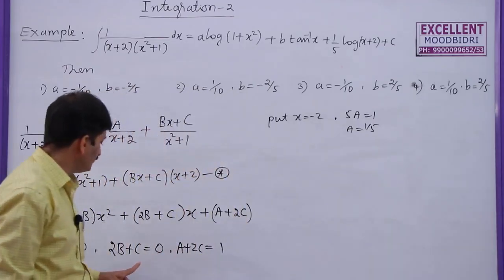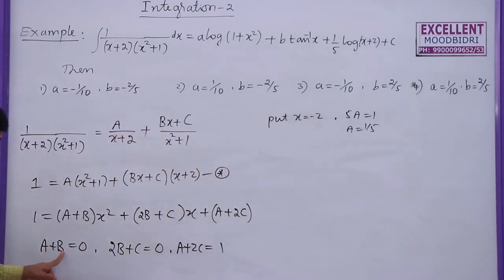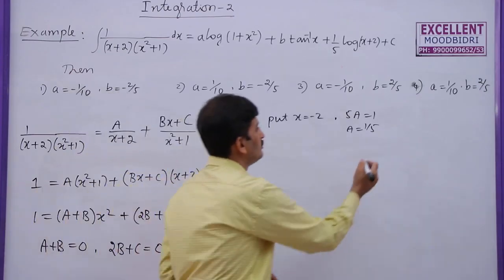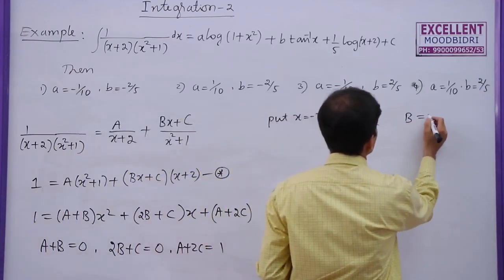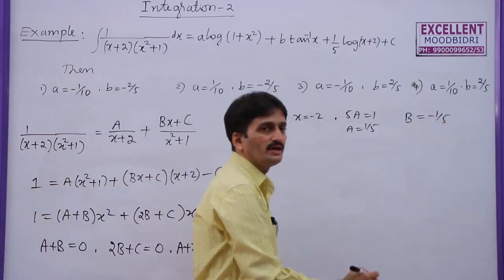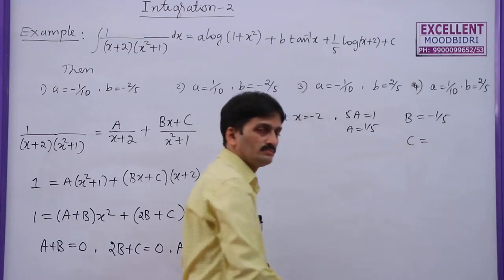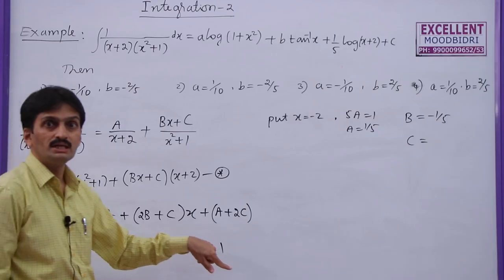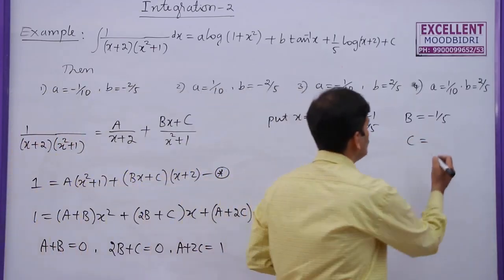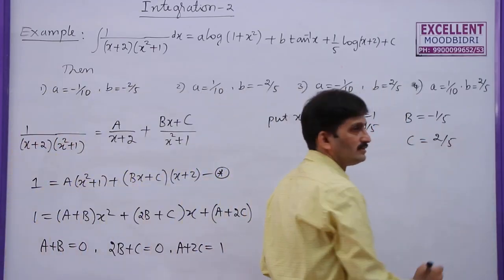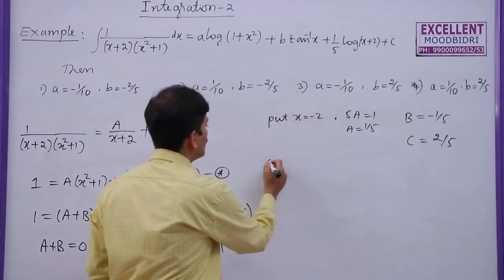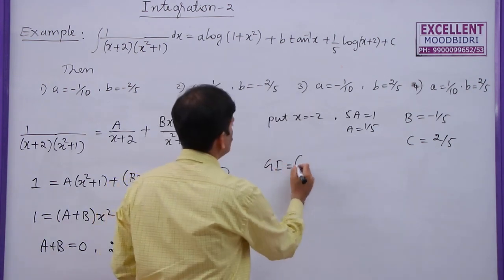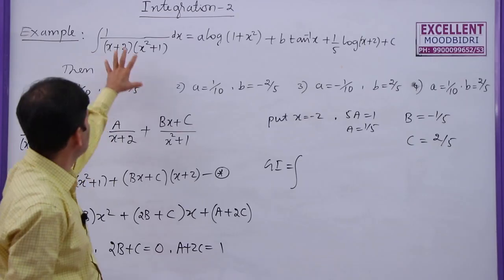Now A is 1 by 5. So what is B? B equal to minus A, B equal to minus 1 by 5. Quickly you can find out, correct? Minus 1 by 5. C equal to, use this equation, C equal to minus 2B. That is minus 2 into minus 1 by 5, 2 by 5. Correct?